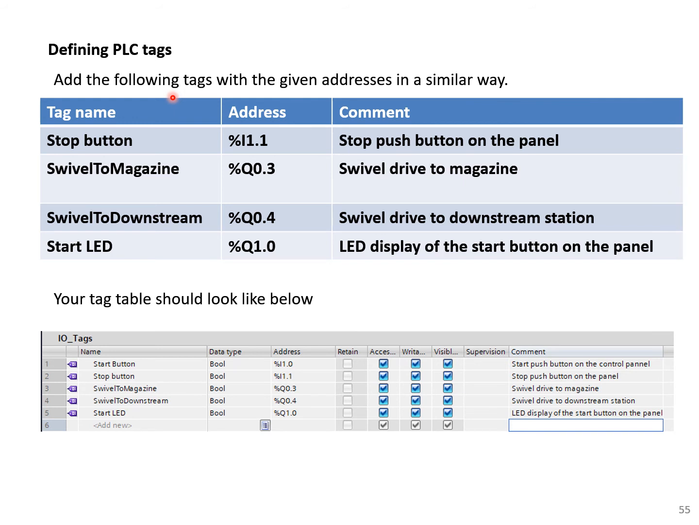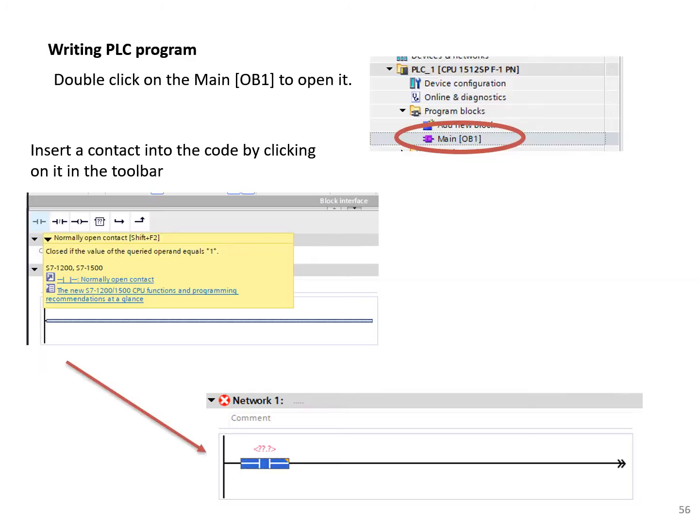Stop button, swivel to magazine is output, is the motor, swivel to downstream is again a motor, and start LED. Okay, and you have comments here. Now you have your tag table ready.